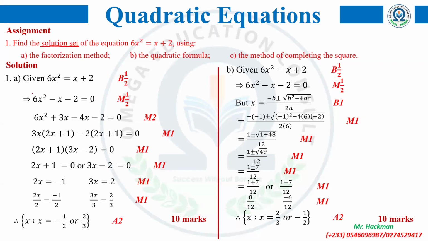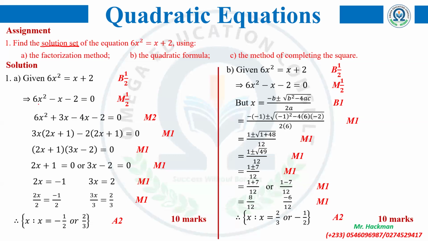At this point, we cannot start with the equal to sign. If you start with equal to, then you are done marking. You will get only the B half, then it will be M0, A0, because we don't start introducing our steps when we are dealing with an equation with the equal to sign. This time around, I'm going to be very stern, very strict. So M0, A0 if you introduce your first step with the equal to sign.